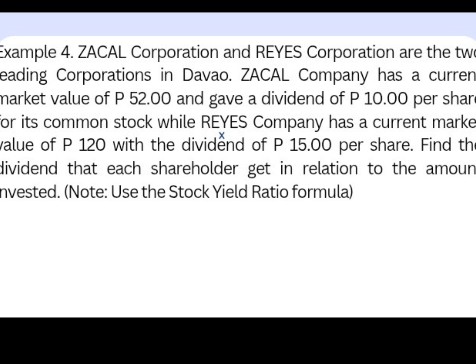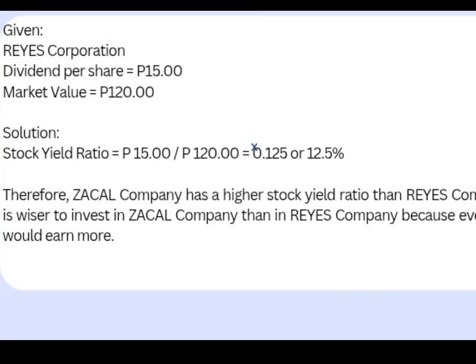Note the stock yield ratio formula. Find the dividend that each shareholder gets in relation to the amount invested. Given: Reyes Corporation dividend per share is 15 pesos and market value is 120 pesos.